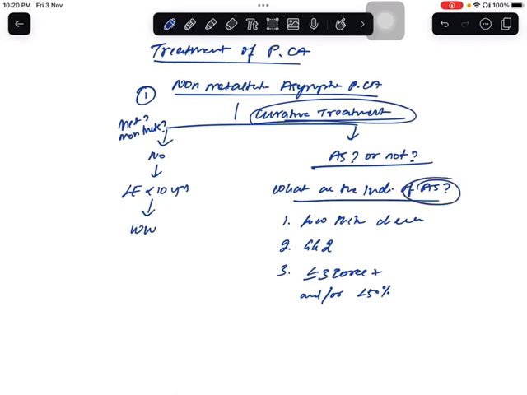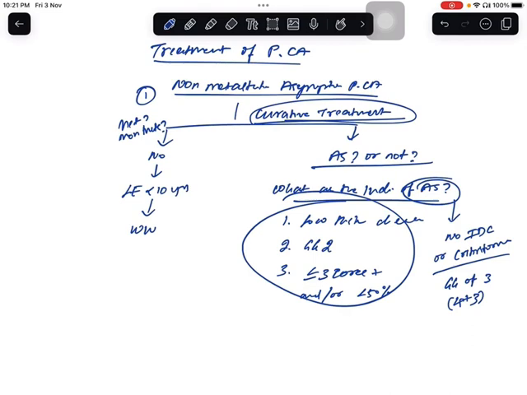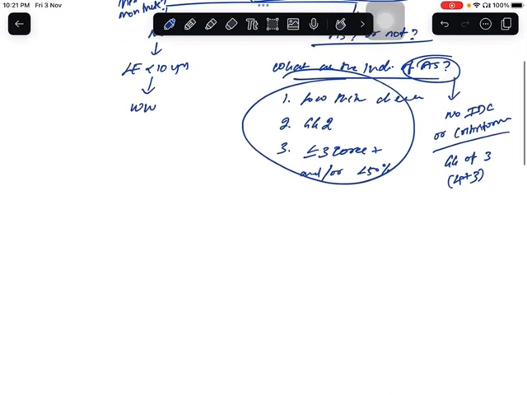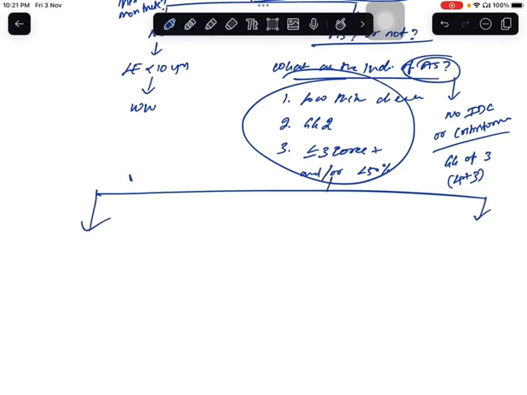The patients who are opting for active surveillance should not have intraductal carcinoma in the histopathology or a cribriform variety. Okay, cribriform variety. And the patient also should not have a grade group of 3, that means 4 plus 3. So these are the indications for active surveillance. If the patient opts for active surveillance, then you can give active surveillance. No problem in that.